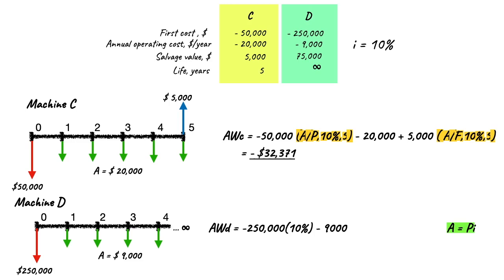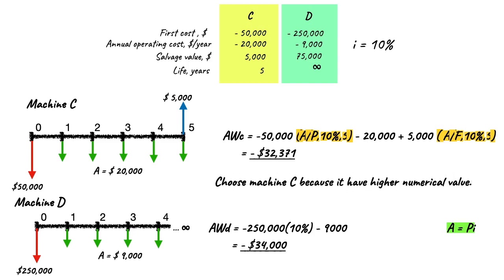So the calculation is much simpler here, and you will get the annual worth of machine D to be negative $34,000. Now compare machine C and machine D, which has the higher numerical value? Machine C, of course. So from this evaluation we can choose machine C because it has a higher numerical value compared to machine D.